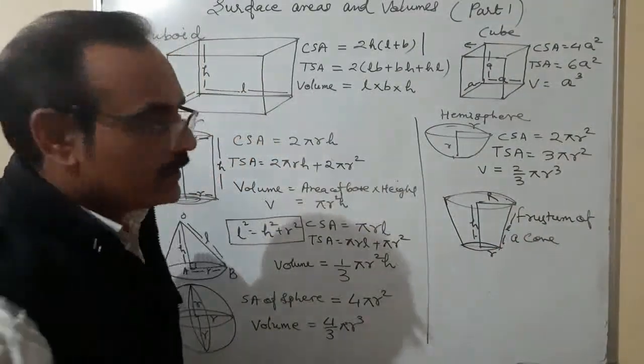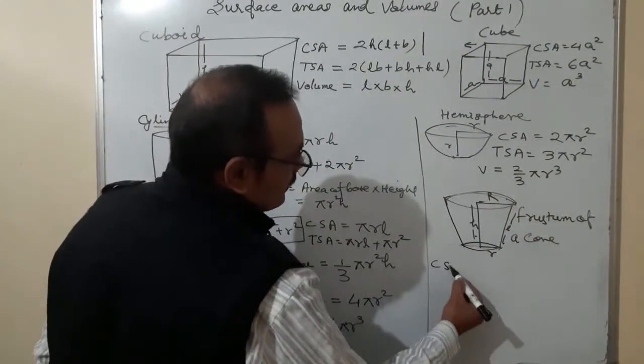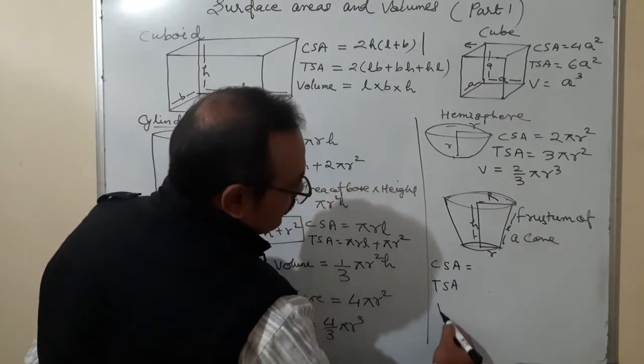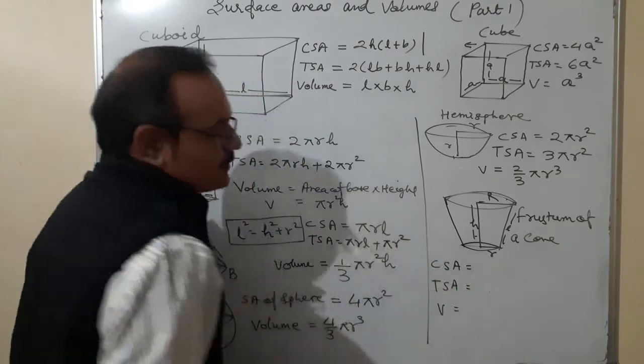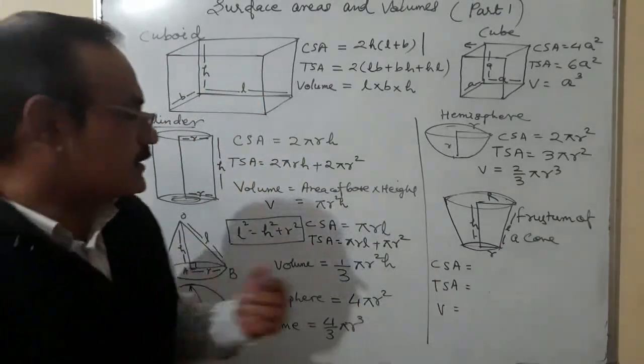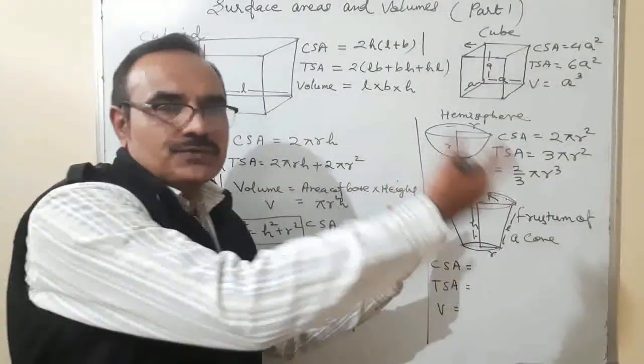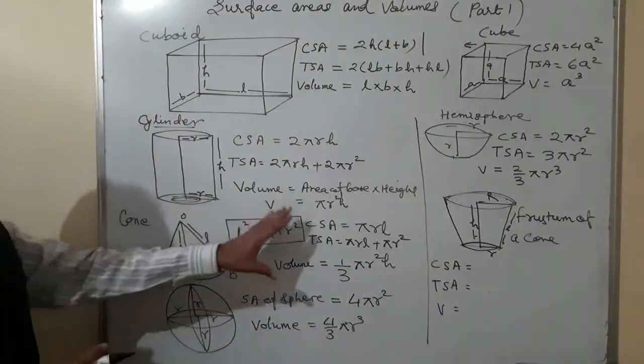There are three formulae: CSA, TSA, and third one is volume. For remembering CSA, TSA and volume, because these are part of a cone, just switch to the formulae of a cone.